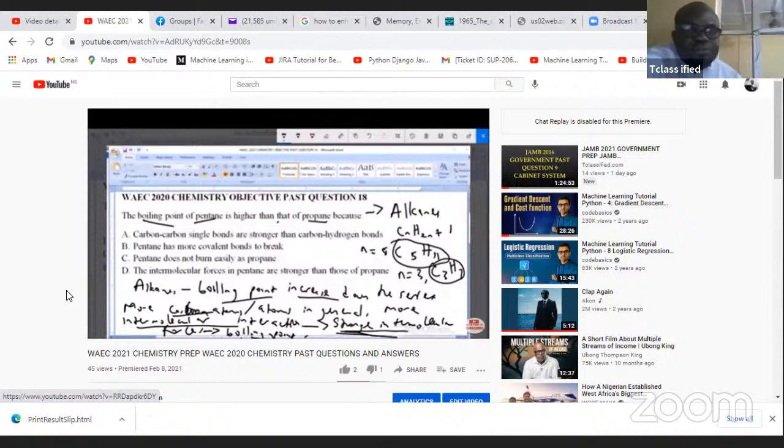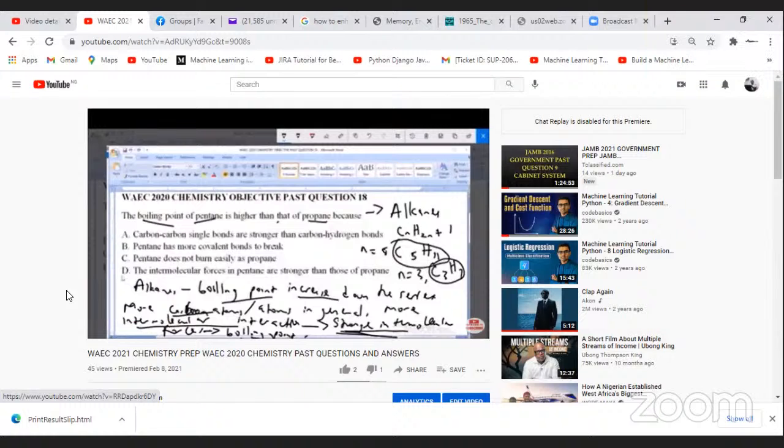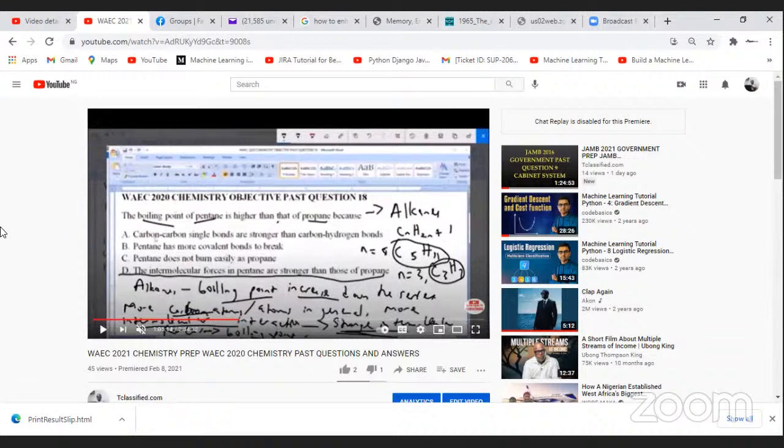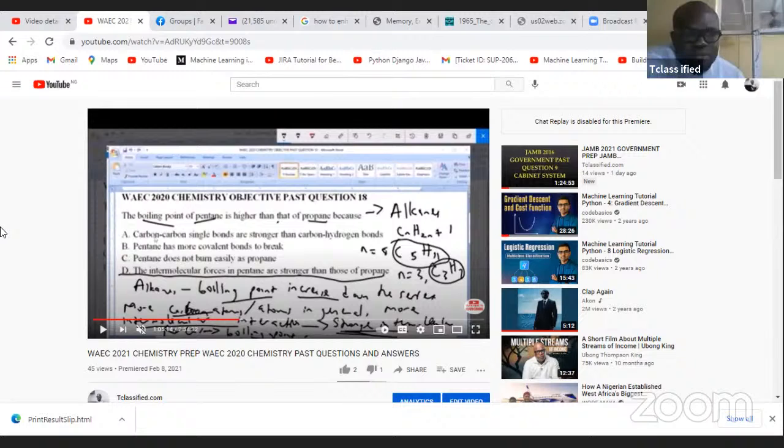So let's move forward. Number 18. The boiling point of pentane is higher than that of propane because the intermolecular forces in pentane are stronger than those of propane. Okay. Yeah. So more forces because there are more atoms coming together. I think that's a better answer to that.